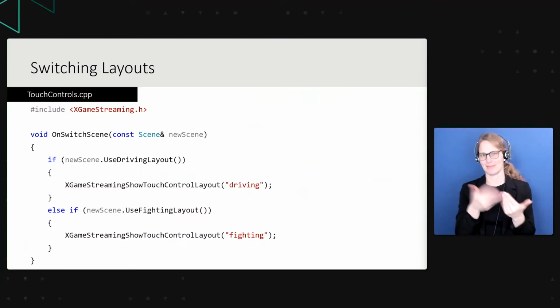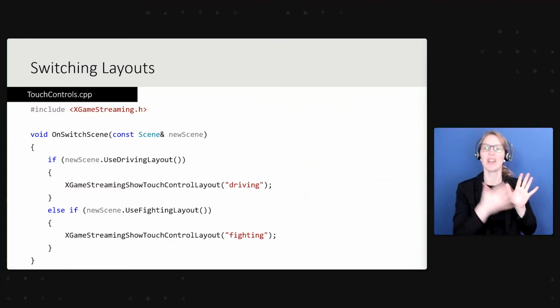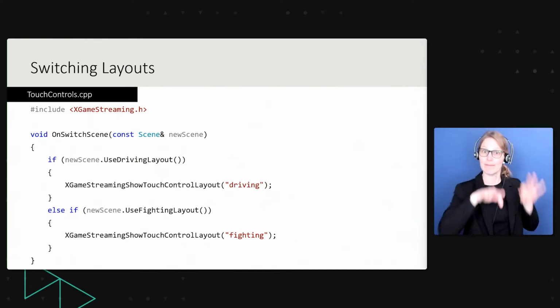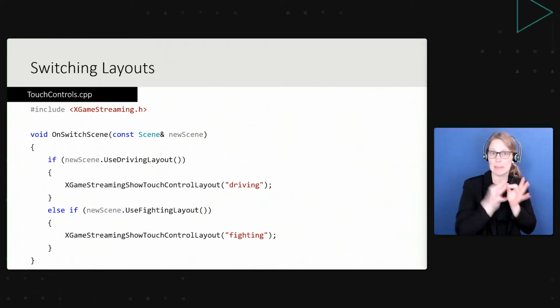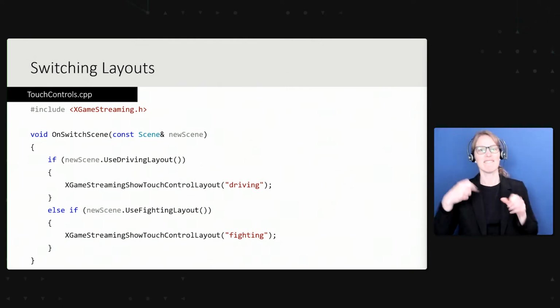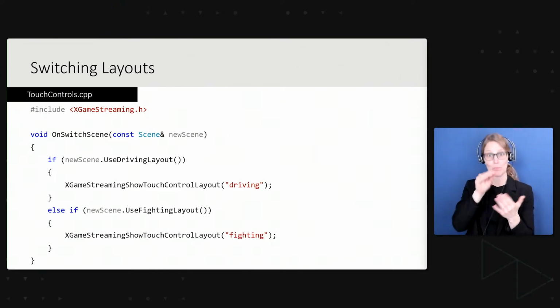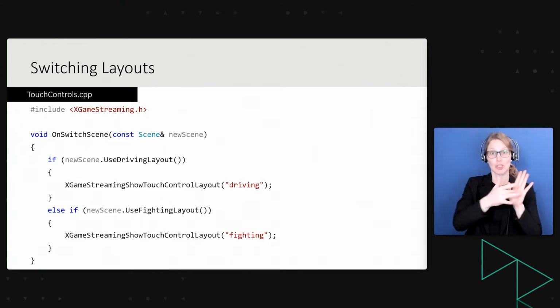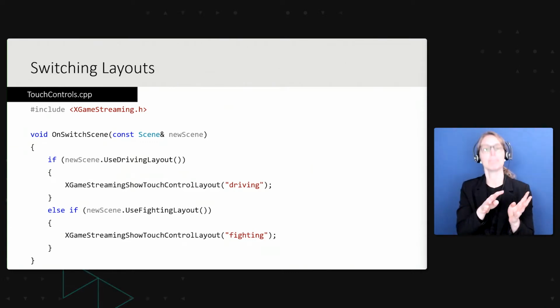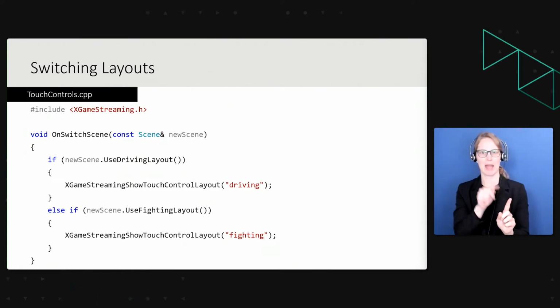Switching between layouts is really straightforward. Every layout has a name, which is the name of its defining JSON file, just without the extension. So for example, if a layout is defined in driving.json, it will be named simply driving. Fighting.json is fighting. And by passing the name of this layout to the XGameStreaming ShowTouchControlLayout API, a message gets sent asynchronously to the Game Streaming app, asking it to switch to the layout with that given name.